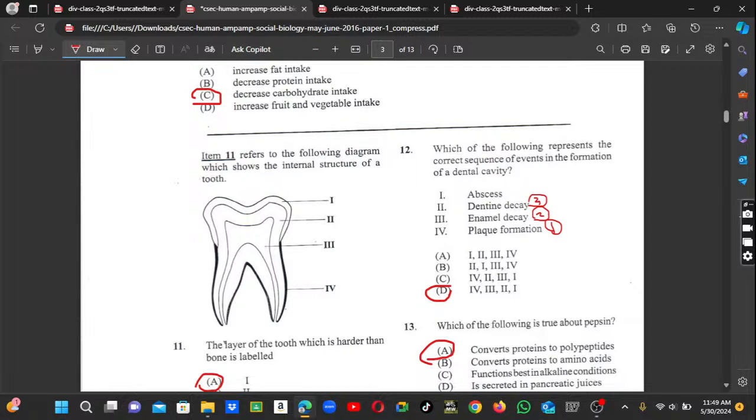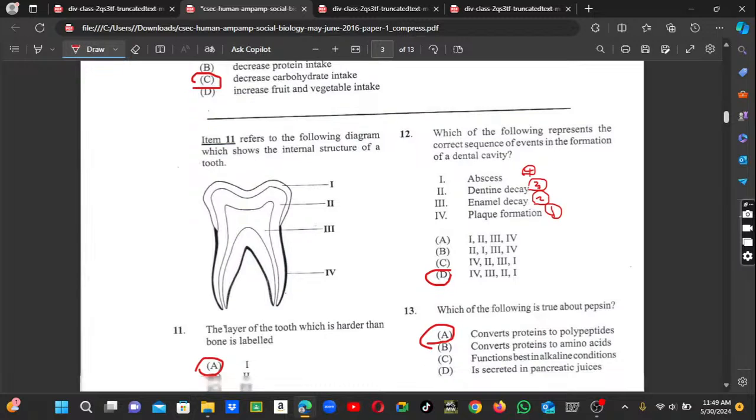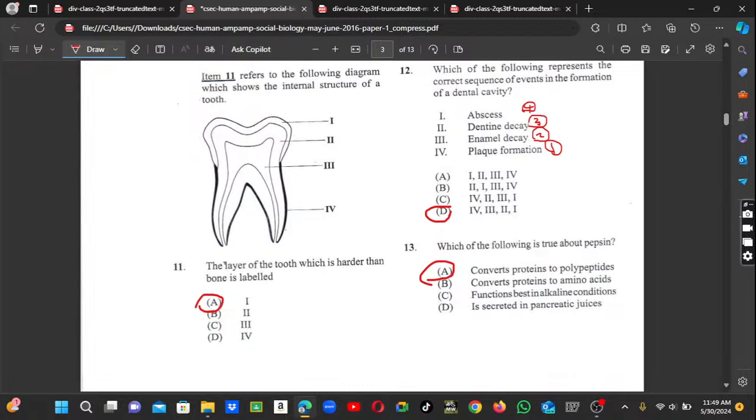And then after the dentine has decayed, we'd see abscess. This is painful. Abscess is very painful because it causes your mouth to be swollen, your gum to be swollen, and it causes pain. Trust me, it's not good. Abscess is not a good pain. Alright, so the answer for number 12 would be D.